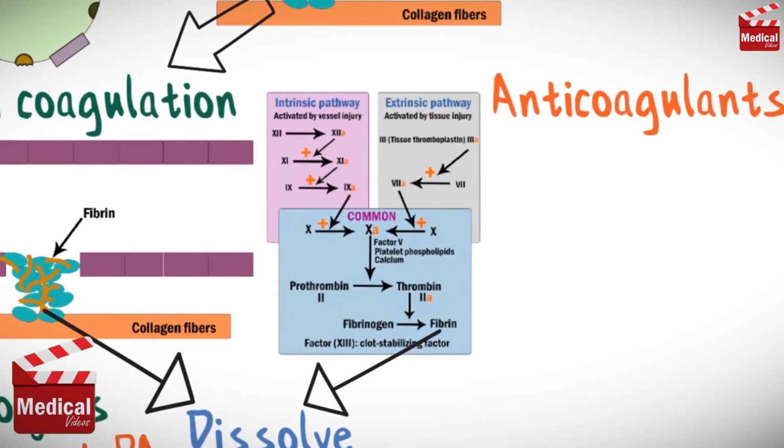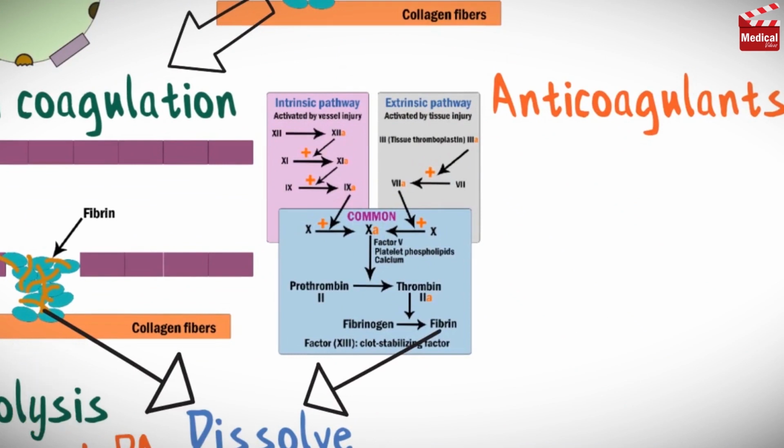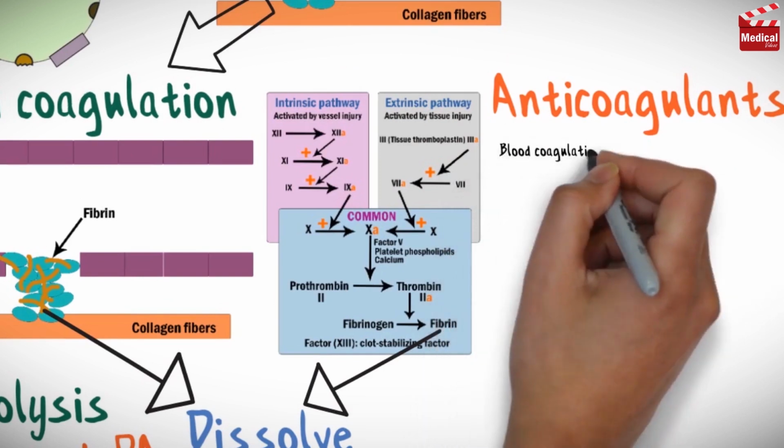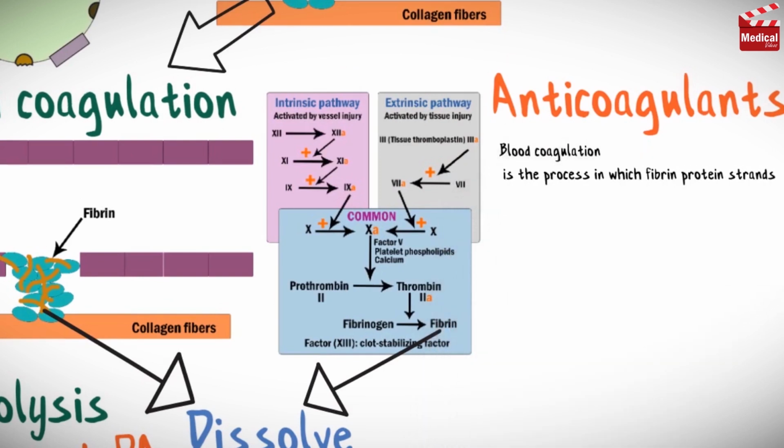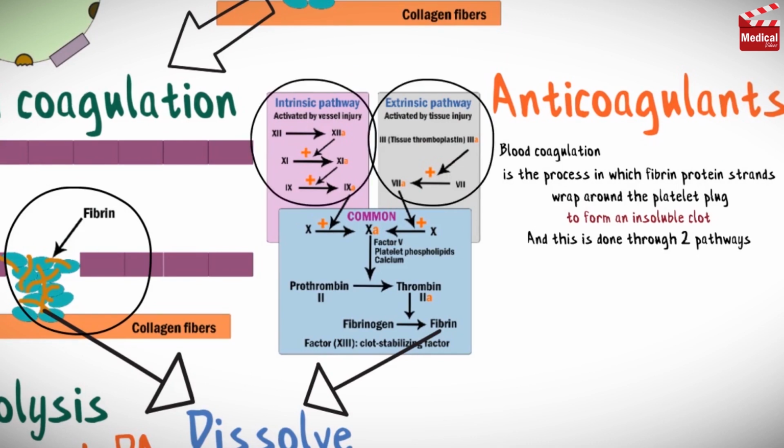We already know from the previous lectures what the coagulation cascade is, but we can summarize it, then talk about the anticoagulant drugs' mechanisms. Blood coagulation is the process in which fibrin protein strands wrap around a platelet plug to form an insoluble clot. And this is done through two pathways, the intrinsic and the extrinsic pathways.